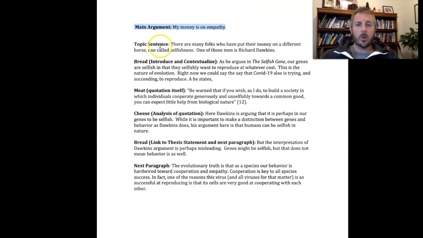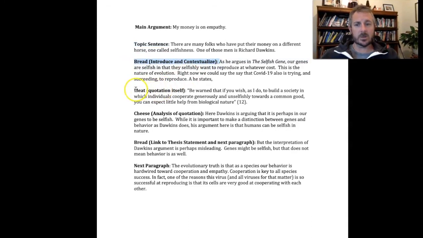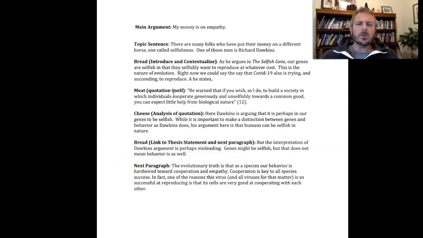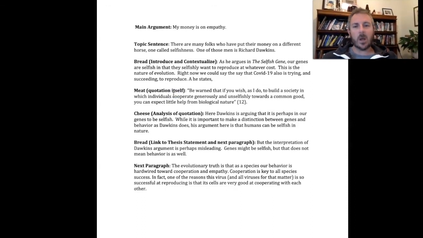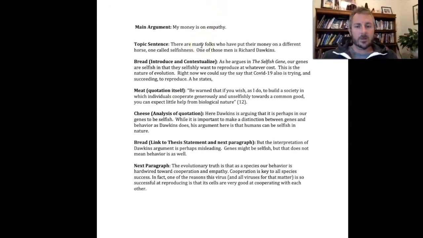Now, the 7 main components of the quotation sandwich are the main argument, the topic sentence, the bread, which is the introduction and the contextualization, the meat, which is the quotation itself, the cheese, which is the analysis of that quotation, and then finally the other piece of bread, which is links, as I said before, links to the thesis statement and then also links to the next paragraph. So the way this works, you can make your sandwich as complicated as you like, frankly. But the bulk of it comes down to this.